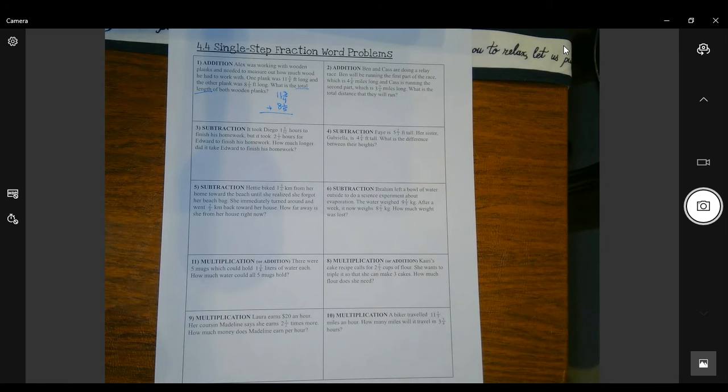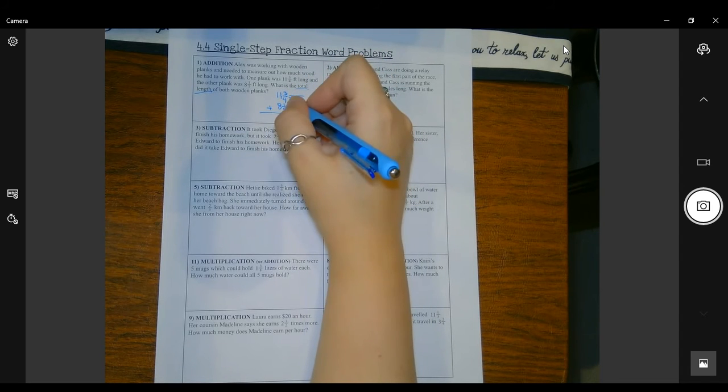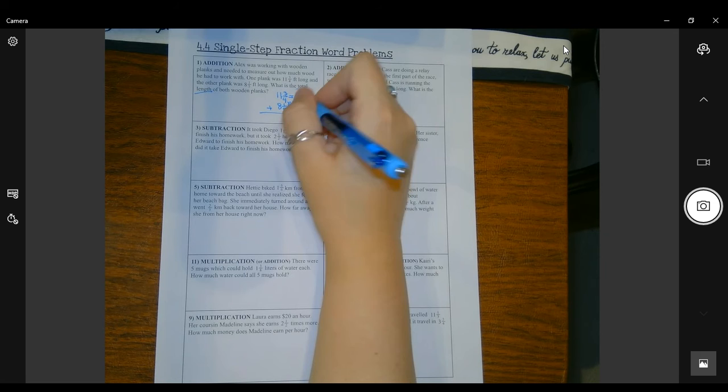Now, when you're adding, you need to remember that you need to get what? Common denominators. So what can 4 and 5 both become? They can both become 20. And I'm going to rewrite 1/5 as an equivalent fraction. So 5 times what is 20? 4. So then 1 times 4 is also 4.